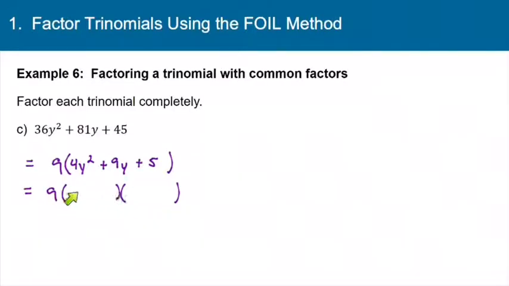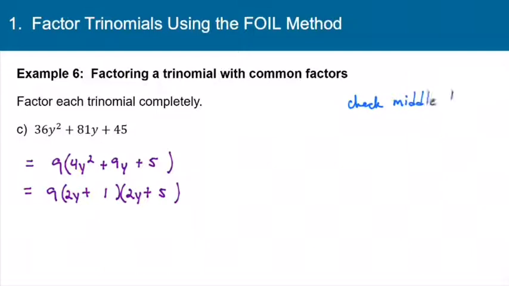So first times first needs to be 4y squared. Our choices are either 2y times 2y or 4y times 1y. I am going to start by putting down 2y times 2y. Now the last term is positive, so that tells me these signs will need to be the same, and they need to be the same as the middle term. So I'm going to put down 2 plus signs. Last times last is 5, so really the only pair of factors I can use is 1 times 5. So I'm going to try putting the 1 here and the 5 here.